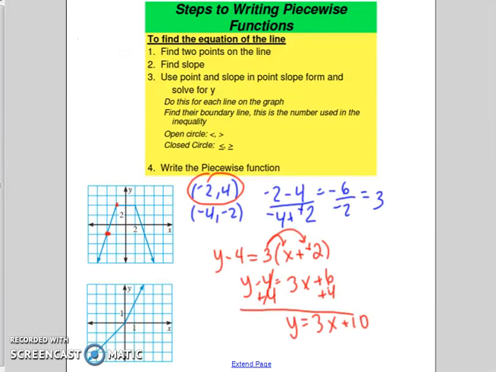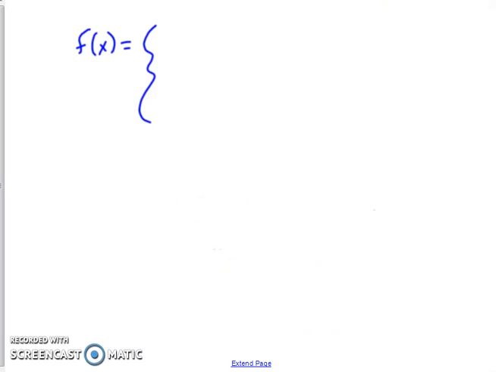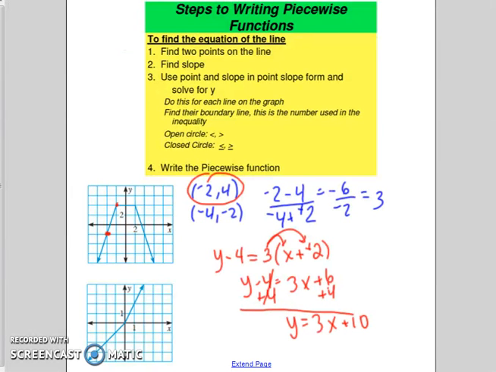So when we go to write our piecewise function, we have f of x equals, and then we're going to have a little curly bracket. For the first function, you always go left to right. So the first function is y equals 3x plus 10. So I'm going to put in here 3x plus 10. But then I need my restriction here. If we look at it, it's stopping at when x is -2. So it's -2 and less.